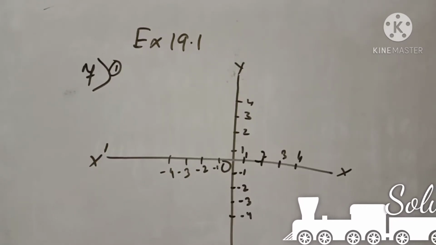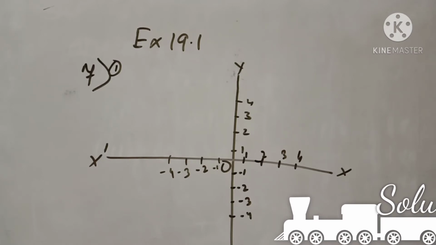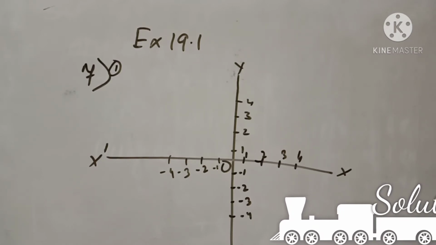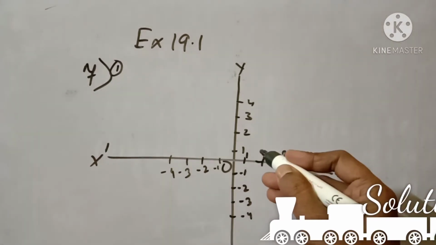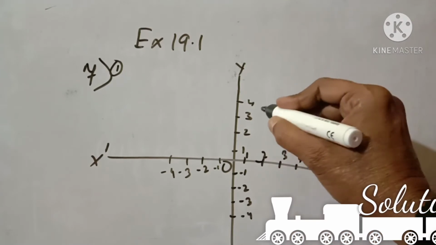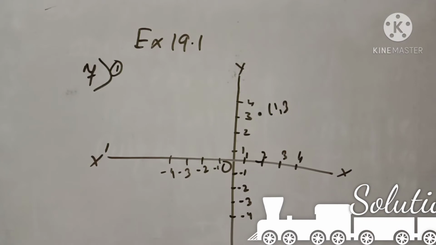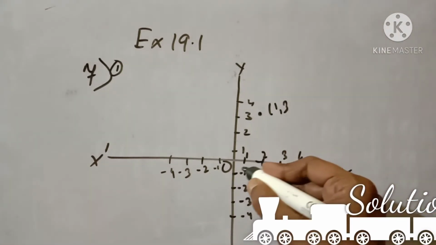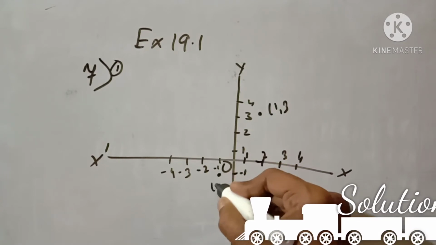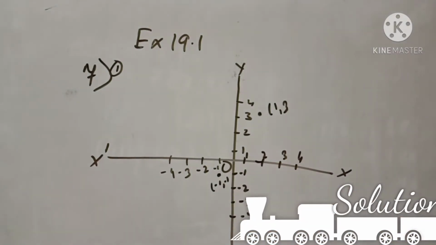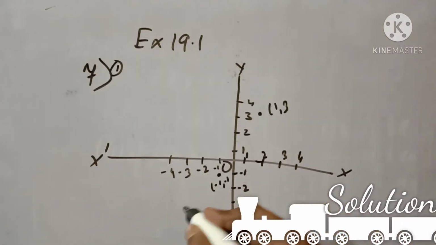Question number 7.1: plot the following points and check whether they are collinear or not. The points are given 1 and 3, meaning x-axis 1 and y-axis 3, so it will come here only. Then minus 1 and minus 1, it will come here. Then the third point is given minus 2 and 3, so minus 2 and 3.